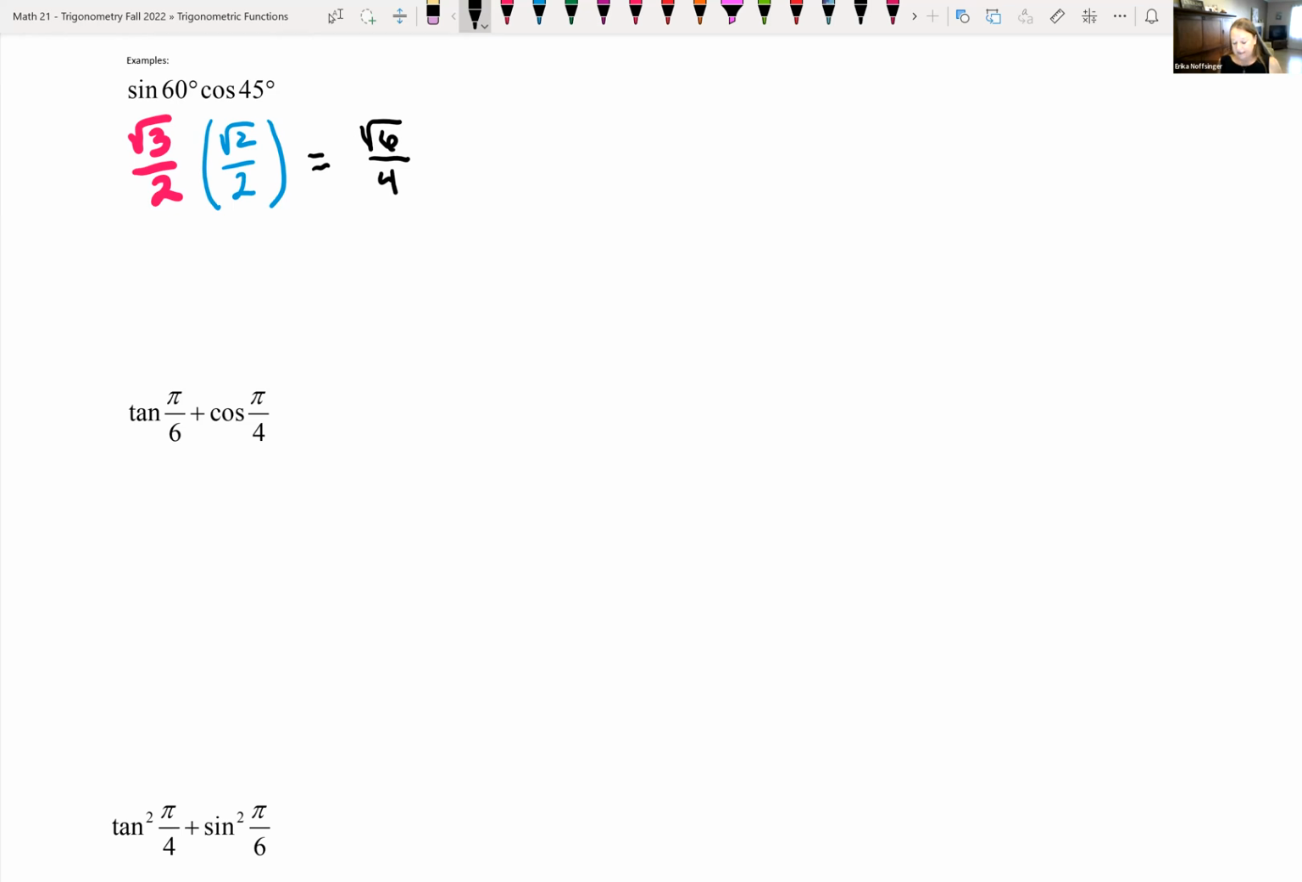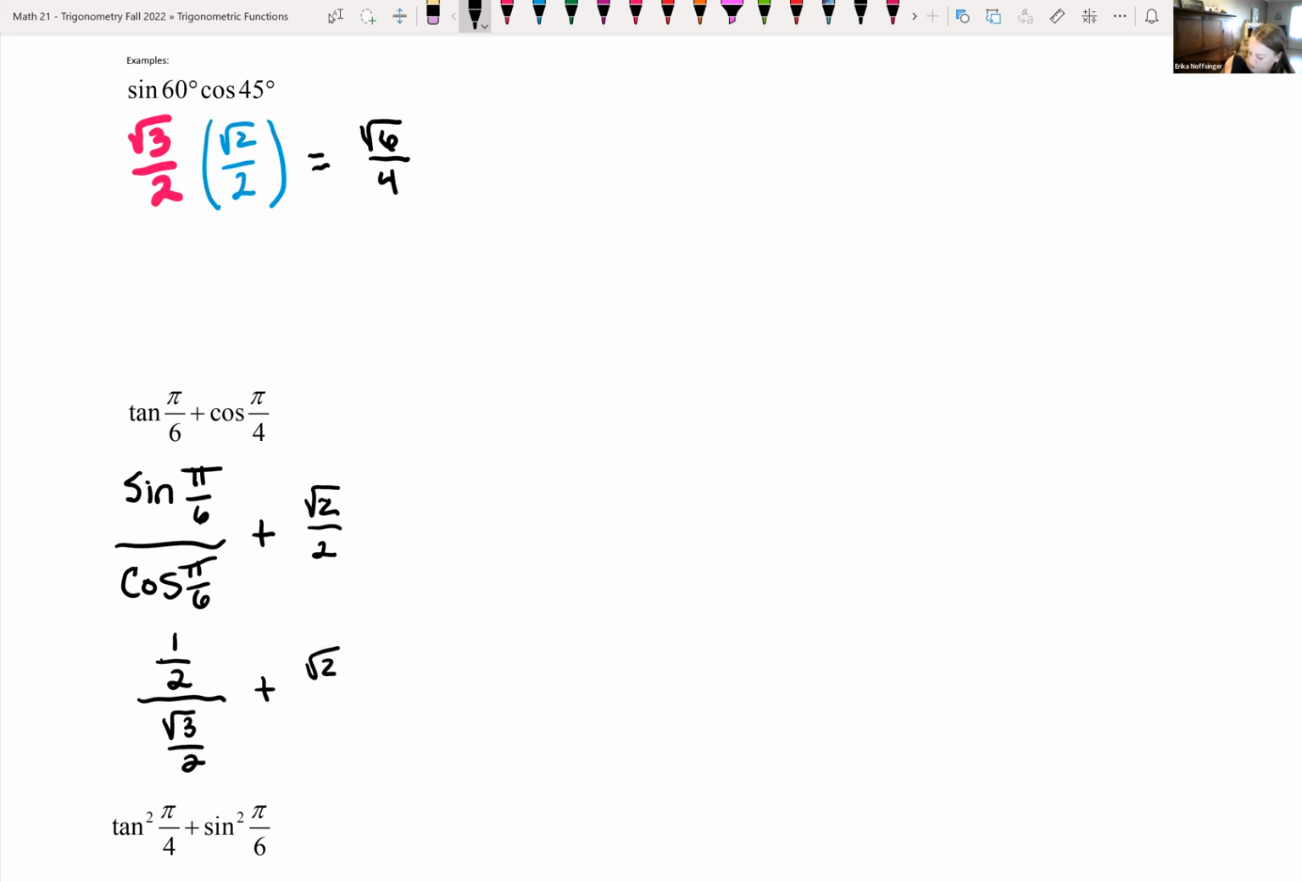So tangent of pi/6, which is 30 degrees. You can look at it as sine of pi/6, if you need to, all over cosine of pi/6, plus, well, cosine of 45 degrees, we just saw that above, that was root 2 over 2. So pi/6, 30 degrees, it's right here. So sine of pi/6 is 1/2, all over cosine of pi/6, which ends up being root 3 over 2, plus root 2 over 2.